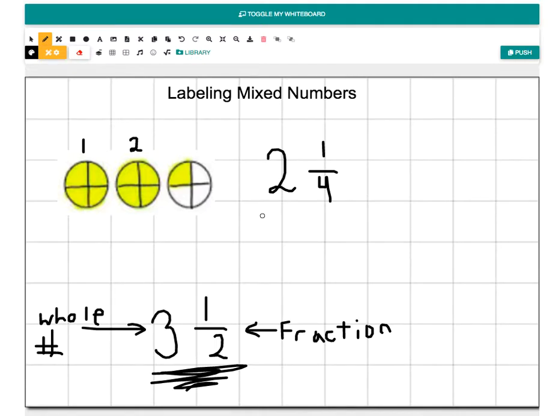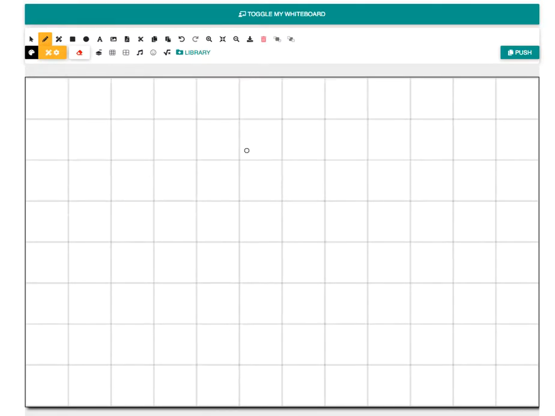So I have my whole number, which is 2, and my fraction, which is 1/4. So this model is 2 and 1/4. Let's go ahead and try another one. I'm going to try to draw one really quickly for you guys because I don't have any more ready to go.